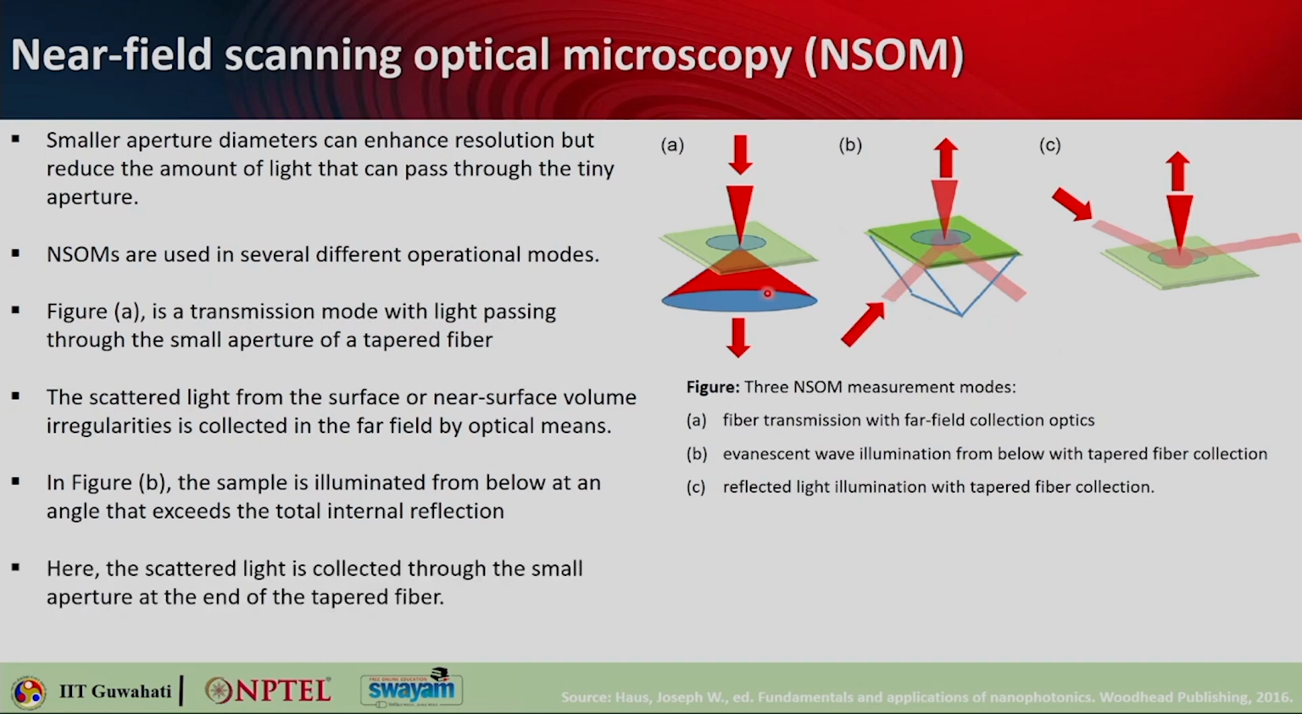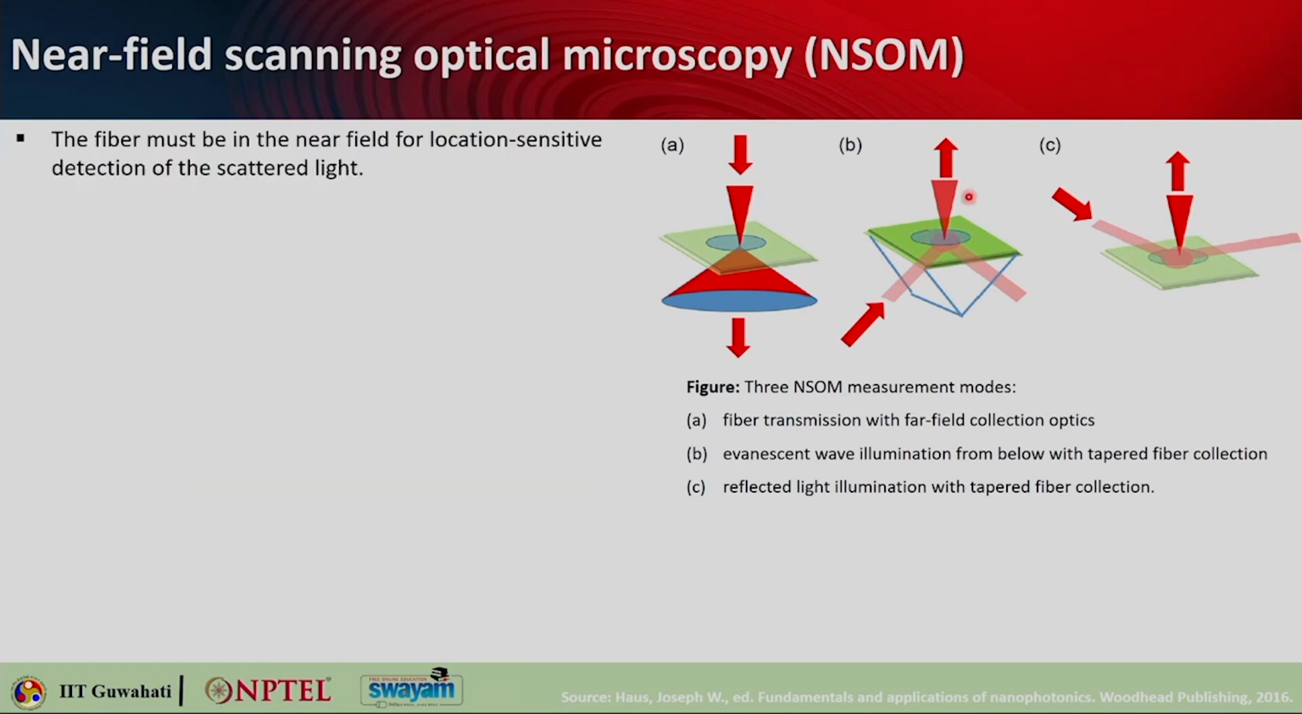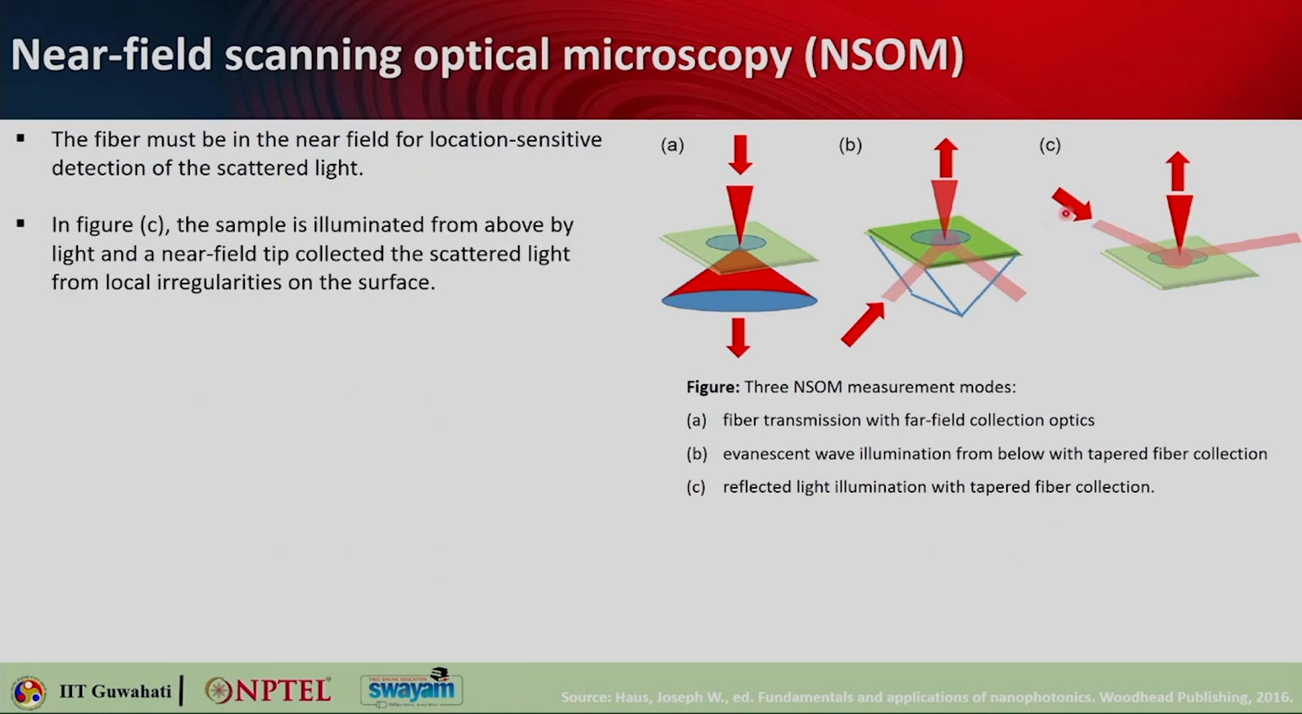Here the scattered light is basically collected through the small aperture at the end of the tapered fiber, and the fiber must be in the near field for location sensitive detection of the scattered light. So, this is a requirement for this particular setup.